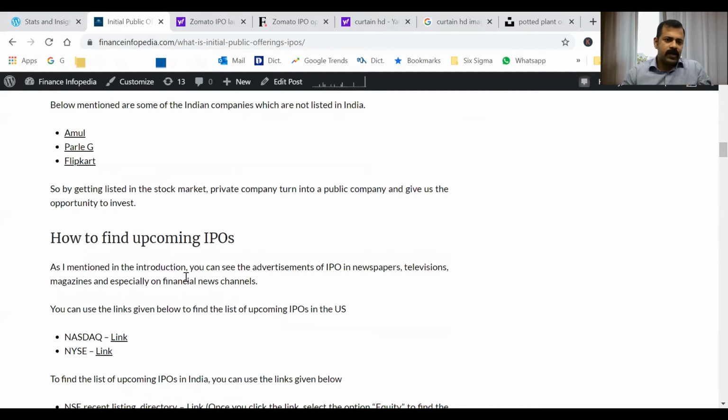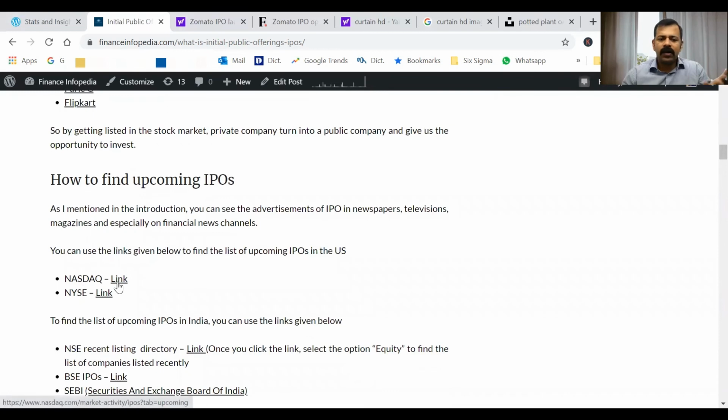So as I mentioned earlier, you can see the advertisement. Through advertisement, you will come to know that a new IPO is coming up. That is one basic way of understanding, but that is a passive participation. You have to actively try to understand what are the new IPOs that are going to come. Below, I have given the links of NASDAQ and NYSE, New York Stock Exchange. If you go to my blog, you can see the links of those websites where you can see the upcoming IPOs of the US stock market. These links I will put in the video description also.